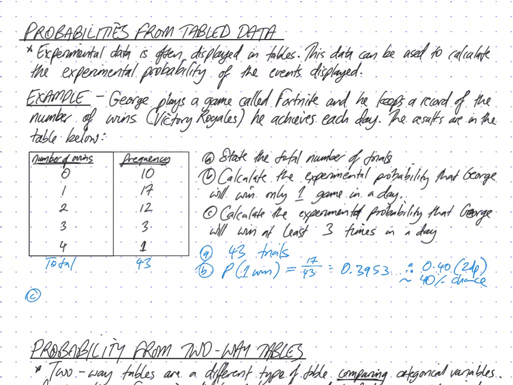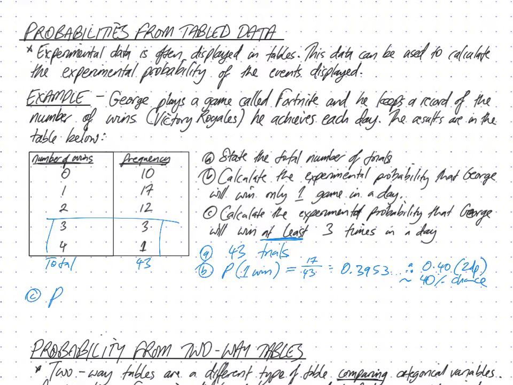Let's do C down here because there's space. Calculate the experimental probability that George will win at least 3 times in a day. So this is important language that you will experience because we're going to have questions that will try to trick you with this language. When I say at least 3, that means I'm happy with 3. That's the least that I'm happy with. So I'm happy with 3 and above wins in a day. So that means I'm concerned with 3 wins and 4 wins. So I need to add those frequencies up.